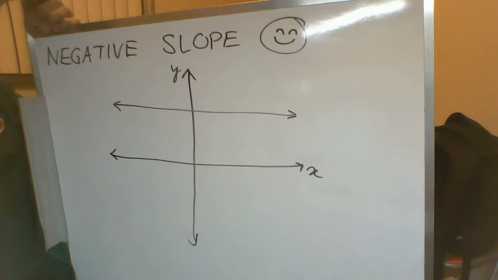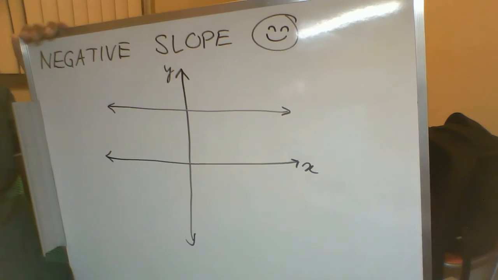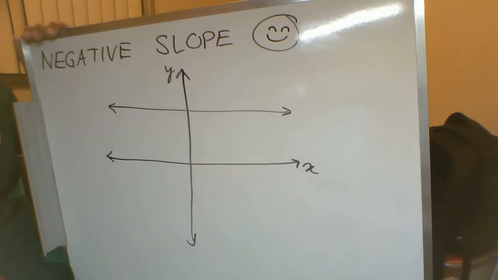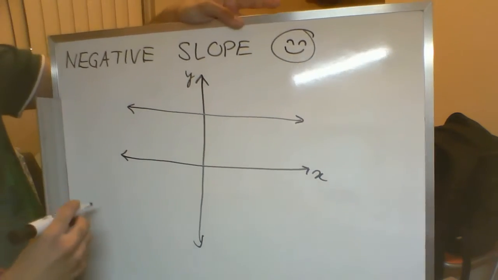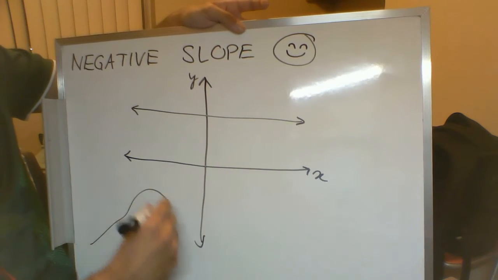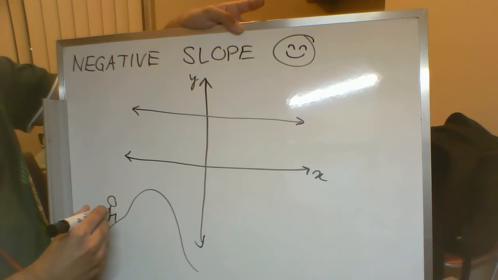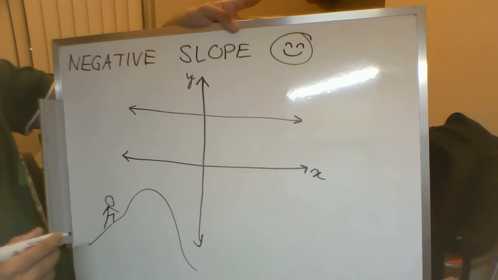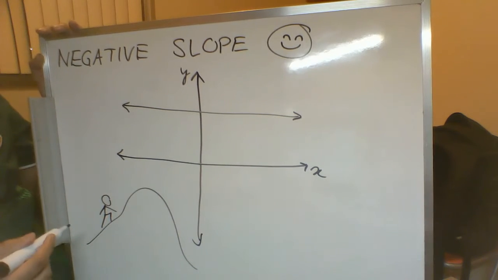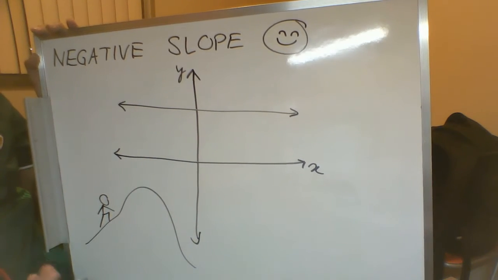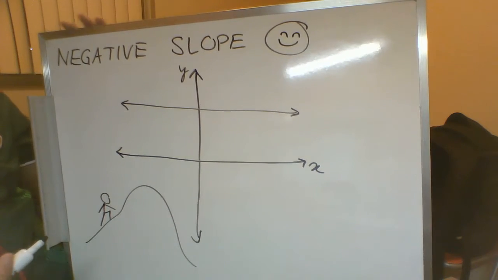All right, so you can think of the slope as a measure of the steepness of your line. So if you had a hill and you're trying to walk up a hill, you've got something like this, and you've got a person trying to climb up a hill, they might describe it as having a steep slope or a shallow slope on the way up, and they could describe it differently going on the way down.